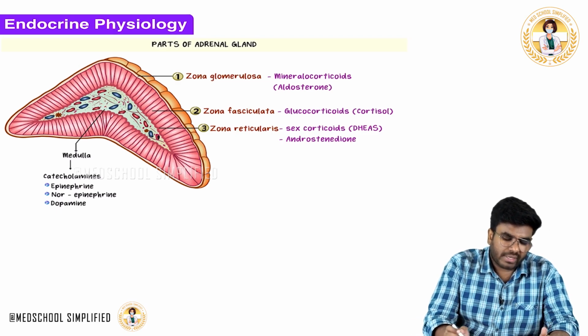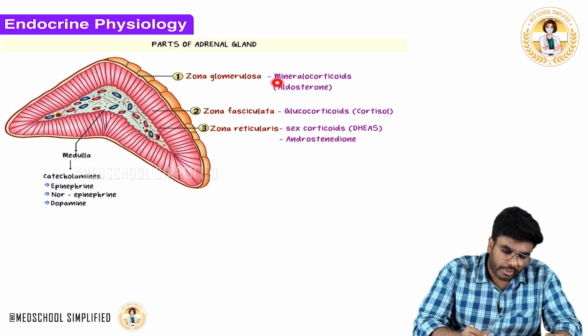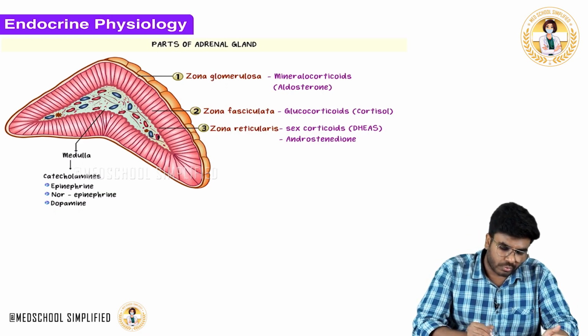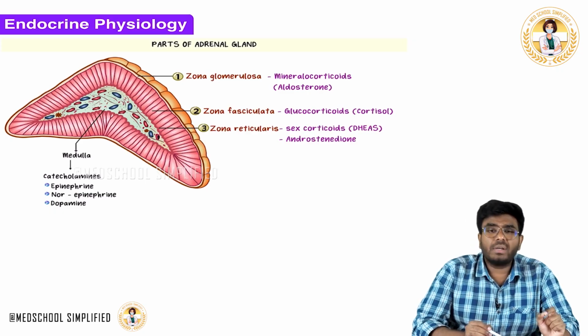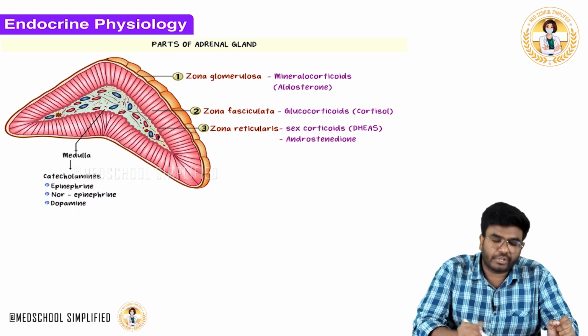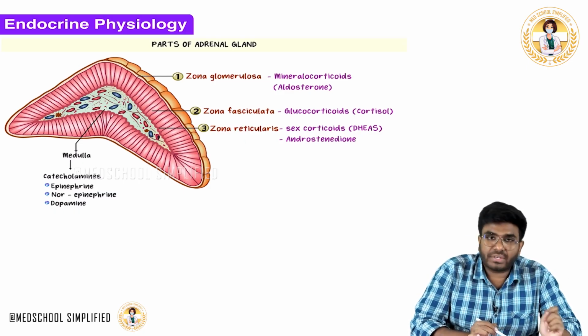Now let's divide the cortex again into three parts. The adrenal cortex is further divided into three parts, from outside to in: zona glomerulosa, zona fasciculata and zona reticularis. GFR, glomerulosa, fasciculata and reticularis, is a mnemonic. The innermost part is the adrenal medulla, we know.